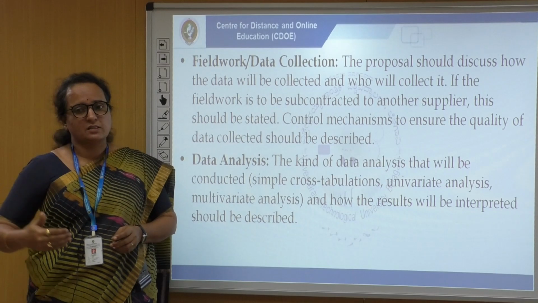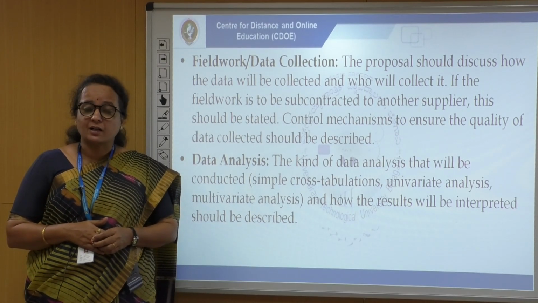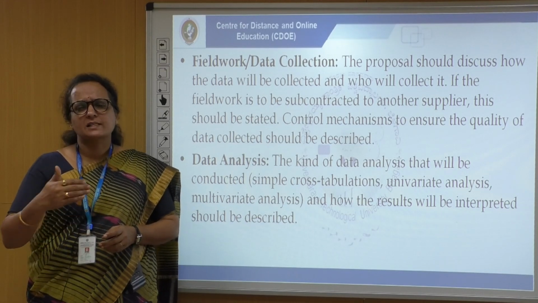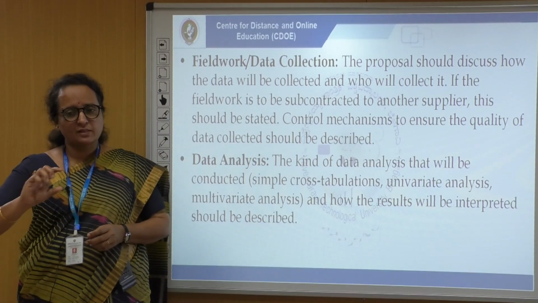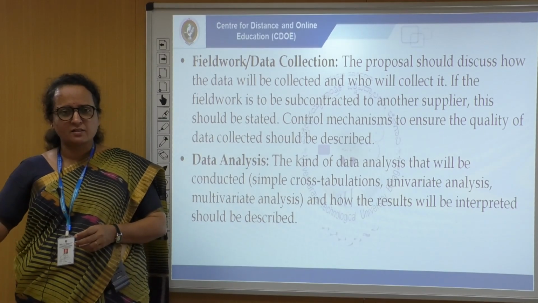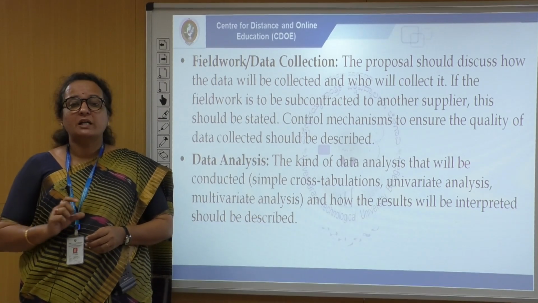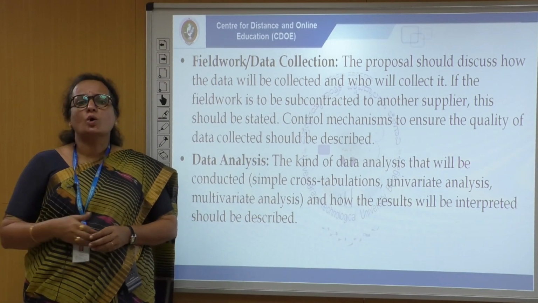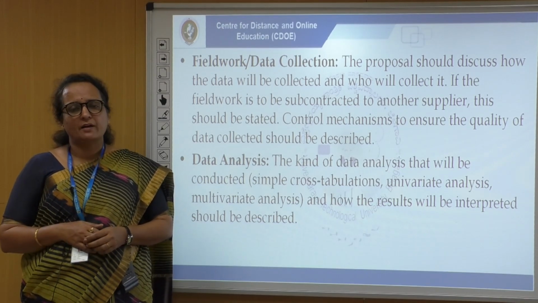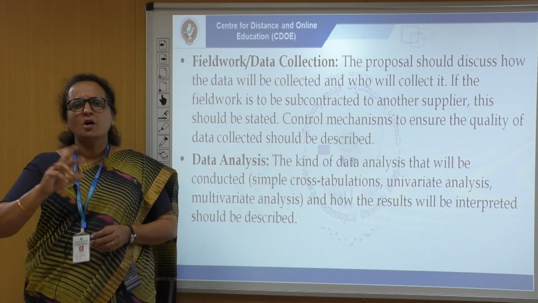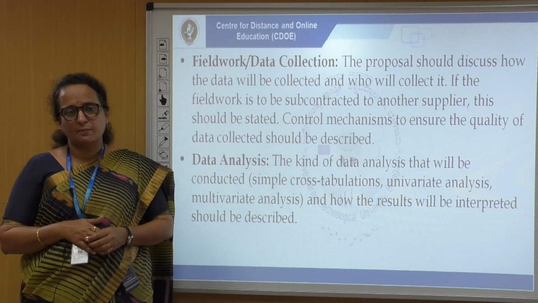Next, data analysis. In the data analysis section, the kind of data analysis that will be conducted, how analysis is carried out, whether the researcher is interested in only cross tabulation, simple cross tabulation or univariate analysis. When there is only one variable involved in the study, then univariate analysis will be carried out. Multivariate is when two or more variables are involved, then multivariate analysis will be carried out. Cross tabulation is when you are tabulating two or more aspects at a time, then such a concept is called cross tabulation.